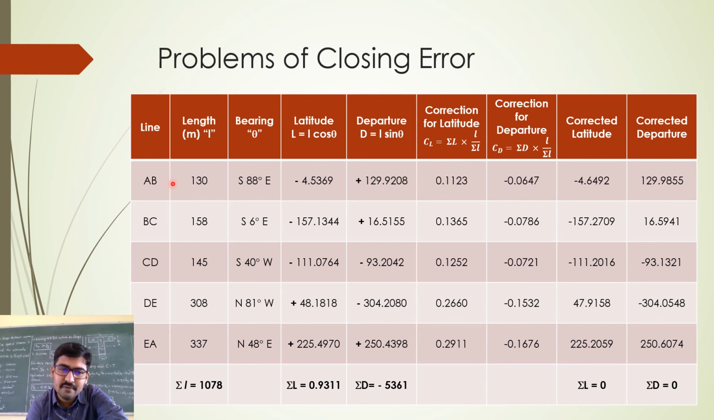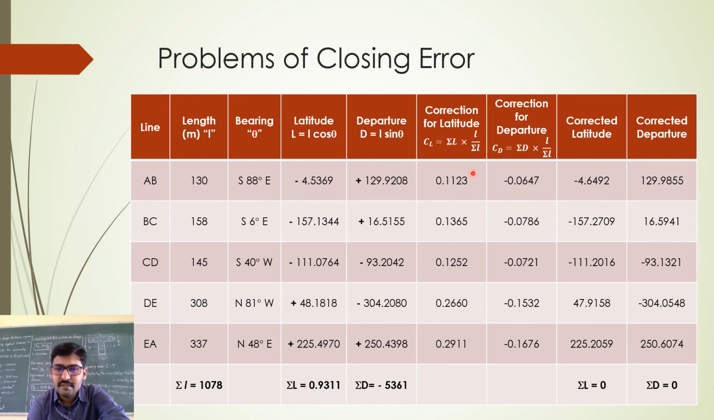So for AB, the length of AB is 130. So this small letter l is 130, and the summation denominator is 1078. And what is this summation L? This summation L is the latitude correction. So 0.9311 is the correction for latitude, right?